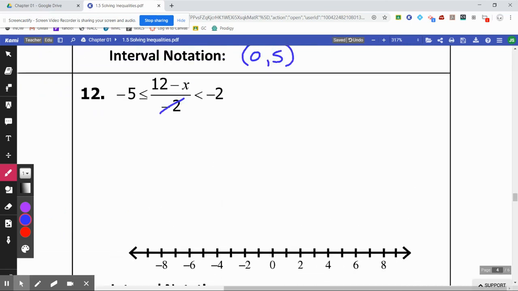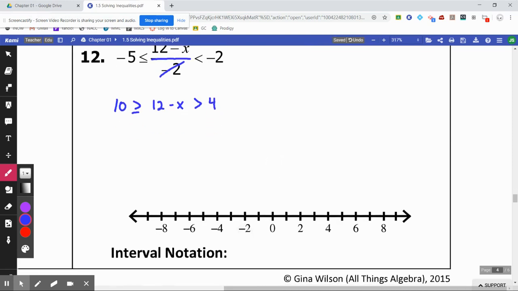Get rid of the negative 2 first because the whole inside is being divided, turning this into a 10. Make sure you flip your symbols. You have 12 minus x. Make sure you flip both your symbols, and a 4. Next up, let's get rid of the 12 by subtracting 12.